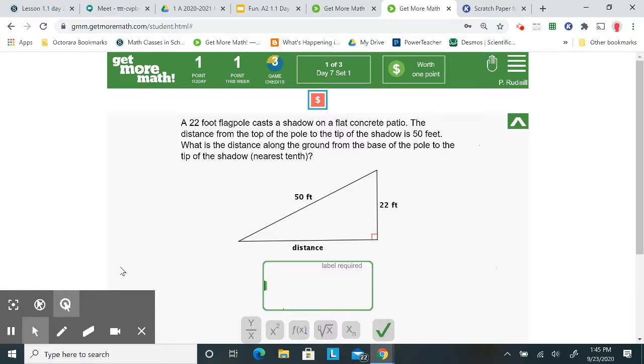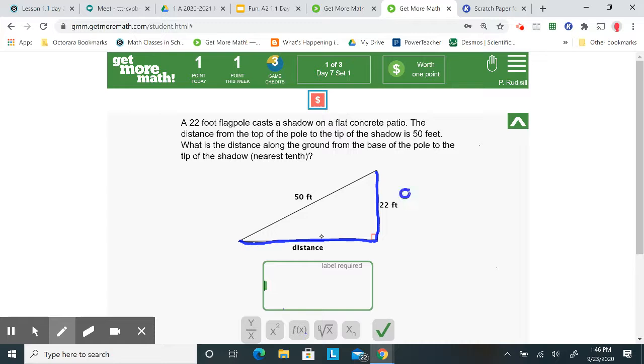So this time we're talking about a flagpole, and the flagpole is 22 feet. We know that the distance from the top of the pole to the tip of the shadow is 50 feet. So we've got to find the distance of the shadow. Once again, we can use the Pythagorean theorem because you have a right triangle. There's a right angle.